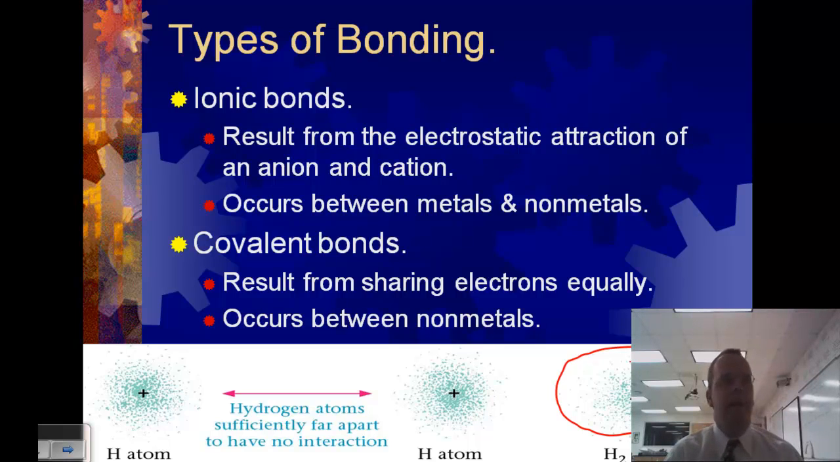Generally, we see covalent bonds between two nonmetals that are bonding together. And the other case we could run into of bonding would be metal with metal, but we're not going to go into a lot of detail in this course on metallic bonding.